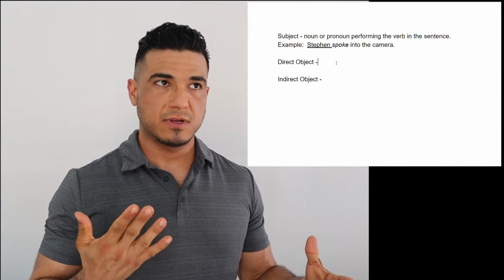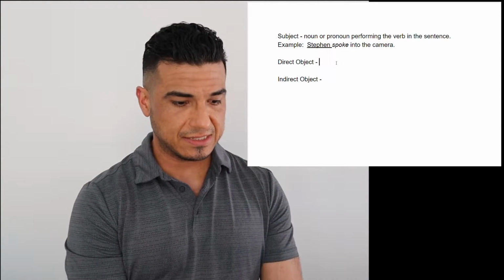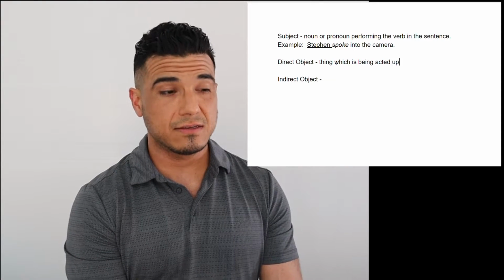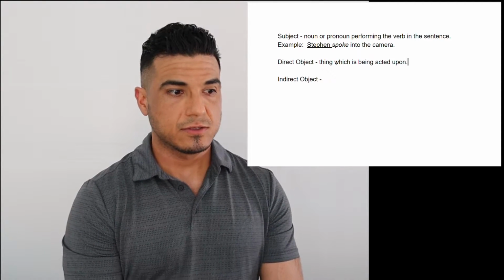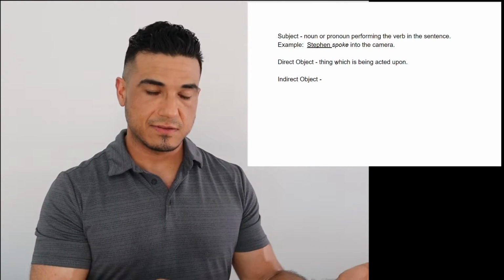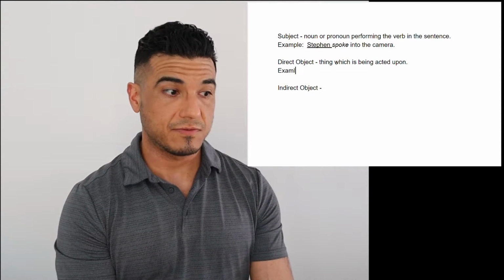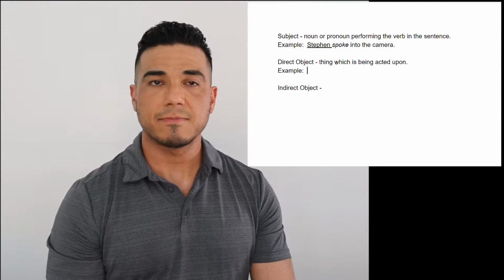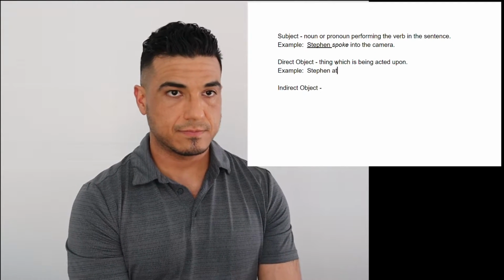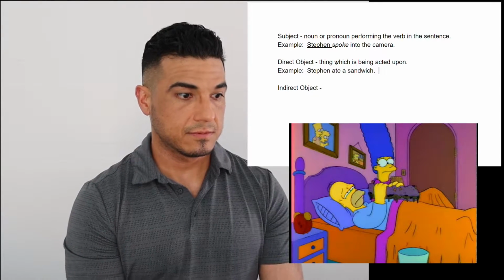All right, so we know the subject, again, is a noun or pronoun which is performing an action of the sentence. Now we're going to look at what's known as a direct object. A direct object is the thing which is being acted upon, right? So it is that thing being affected directly, hence the name, by the verb. Let's go ahead and look at a few examples. We could say Stephen ate a sandwich. Very creative.